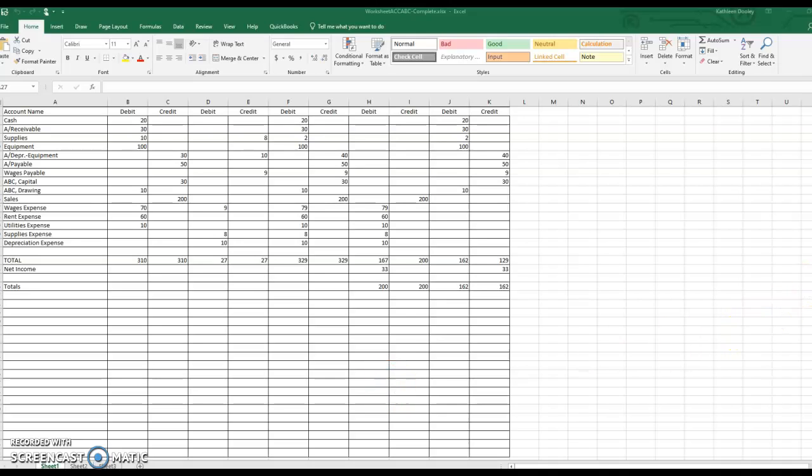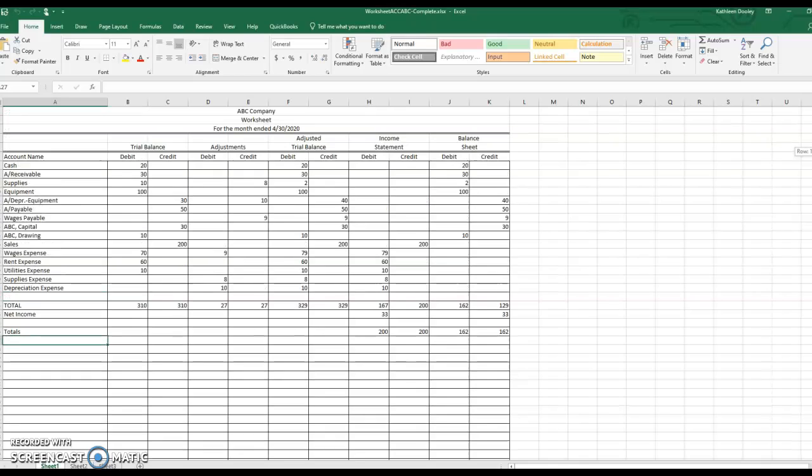Here is a worksheet for ABC Company for the month ended April 30th. And we're going to take a look at completing the closing entries and a post-closing trial balance based on this worksheet. So again, our 4 steps are that we have to close revenues to income summary is the first step.